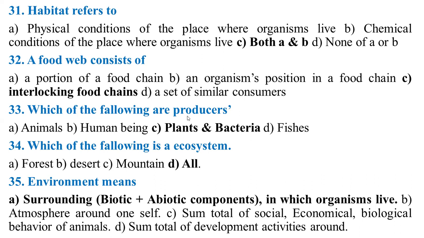Which of the following are producers? Please read the four options. Actually, plants and bacteria are generally called producers. Which of the following is an ecosystem? Forest, desert, mountain, all of the above. Environment means, which is the right answer? Please read four options. Among these options, surroundings. It includes biotic and abiotic components in which organisms live.